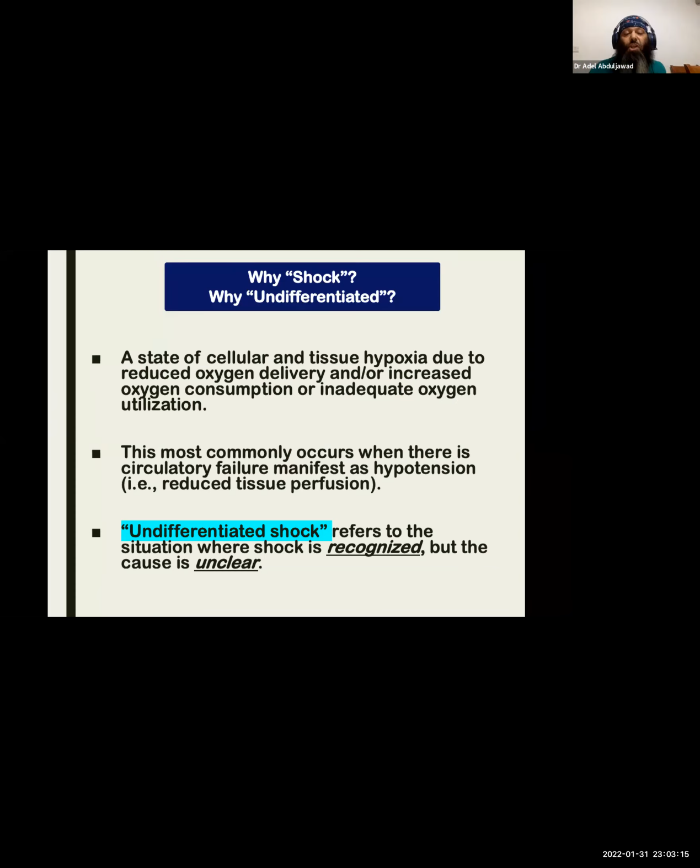What's the definition of undifferentiated shock? When we tell you this patient has undifferentiated shock, it refers to the situation where the shock is recognized. You know that the patient is shocked now with your clinical assessment, with the red flags, with your clinical tests, with skin perfusion, with all clinical signs of hypoperfusion. So the patient with hypotension, whatever. The patient is now recognized as having a shock state, but the cause is unclear or unidentified. So we call it undifferentiated shock.